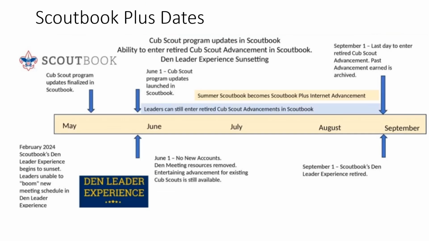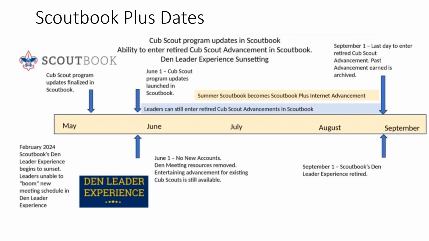This is the timeline for the software releases. As you know, the new Cub Scout program is effective June 1st. Scoutbook is hoping to support it in the early June timeframe, and the changes that I showed you should go into effect in the early June timeframe.